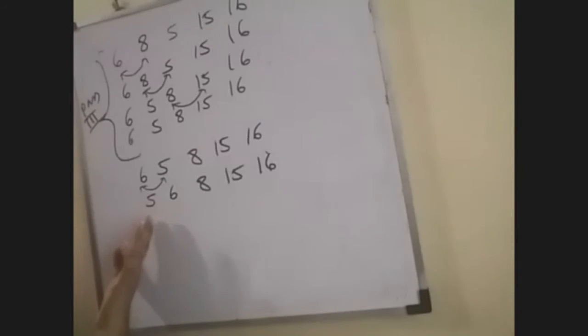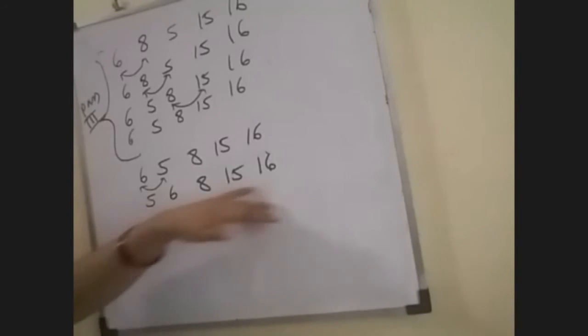You know this manually because you are practicing here. You know this is our sorting order, 5, 6, 8, 15, 16. But the system doesn't know, so again it will compare 6 with 8. 6 is greater than 8? The condition becomes false, so no swapping is required.